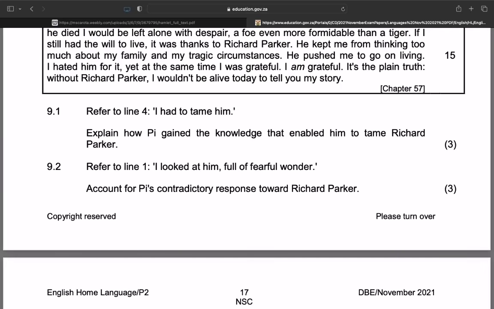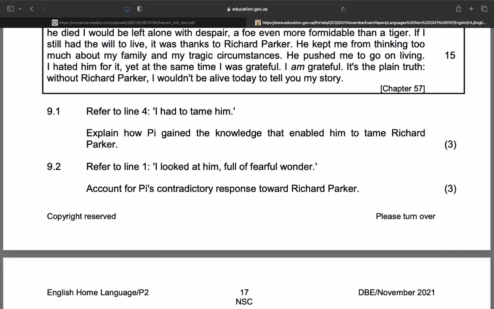You must make the question easy for yourself to understand. Refer to line 4. I had to tame him. So obviously, Pi had to tame Richard Parker. Explain how Pi gained the knowledge that enabled him to tame Richard Parker. 3 marks. So the idea here is 2 ideas well expressed will give you 3 marks. Okay? 2 ideas well expressed will give you 3 marks. So how did Pi gain knowledge that enabled him to tame RP?